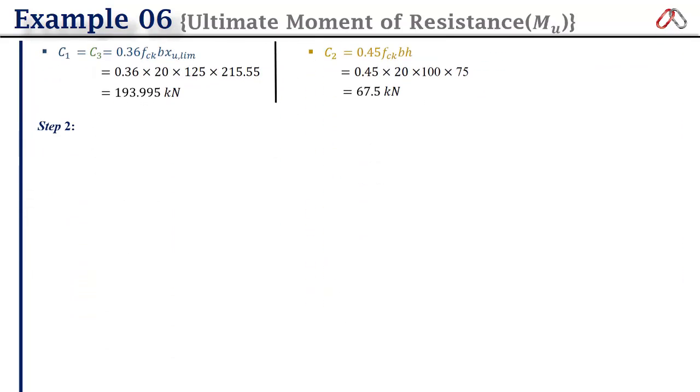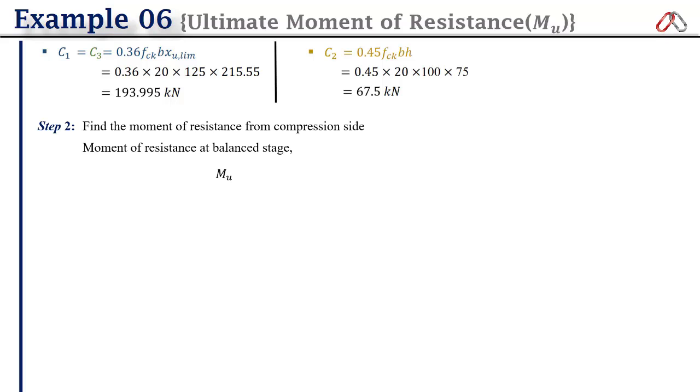Now the second step is to find out the moment of resistance from the compression side. We have already found out all the compressive forces, and the moment of resistance at the balanced stage Mu is C1 plus C3 into lever arm, d minus 0.42 x_u,limit, that is same as I have explained to you. The compressive force C2 into, here the lever arm will be the total effective depth minus h by 2, that is the centroid of the upper rectangular area.